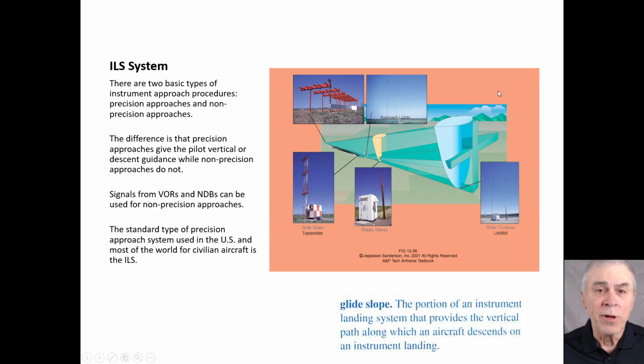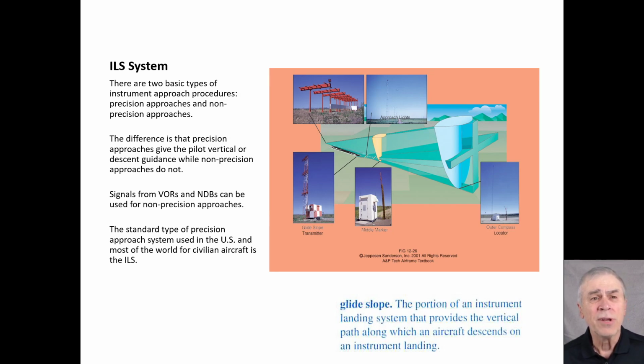Of course, instrument landing system, shorthand is ILS. There are two basic types of instrument approach procedures, either precision approaches or non-precision approaches. The difference is that precision approaches give the pilot vertical or descent guidance, while non-precision approaches do not.